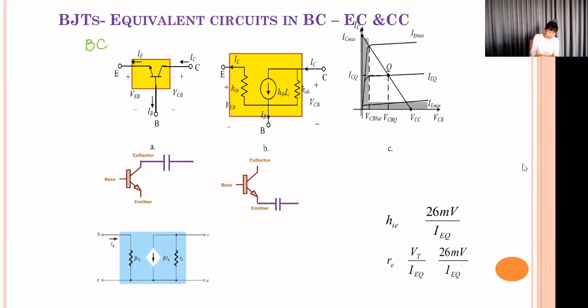And the second, this is the common emitter. This is common emitter. And this is common collector. You should remember it. Very easy, don't worry.